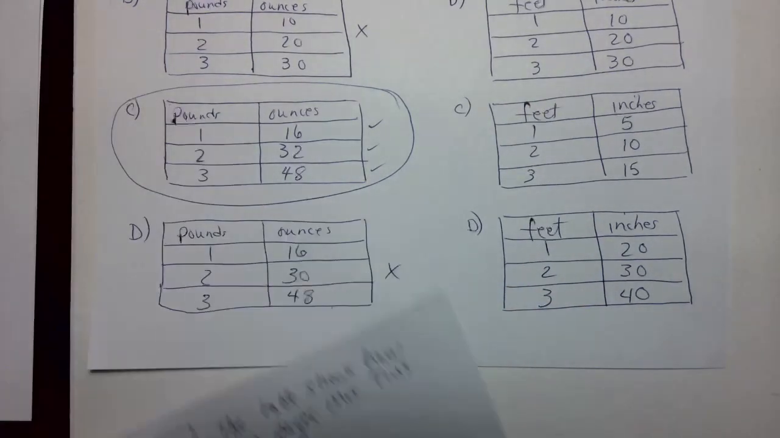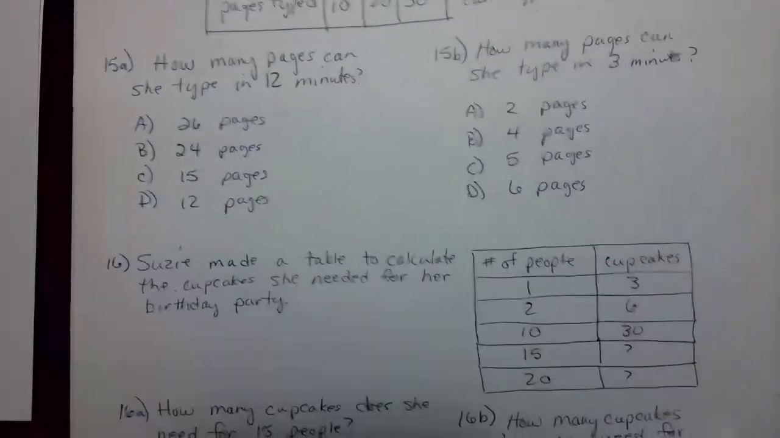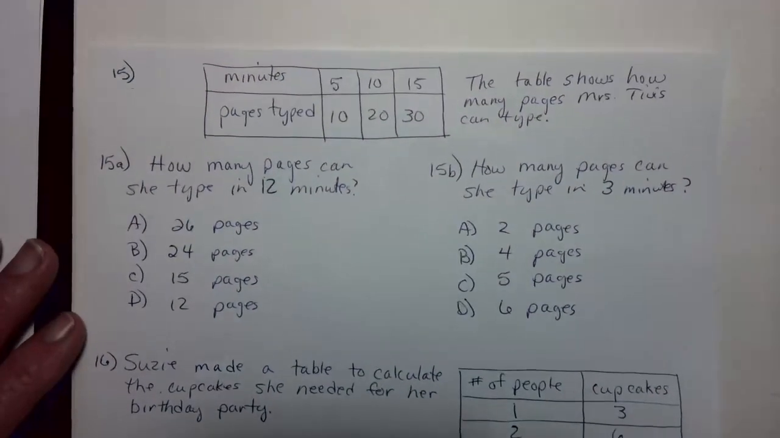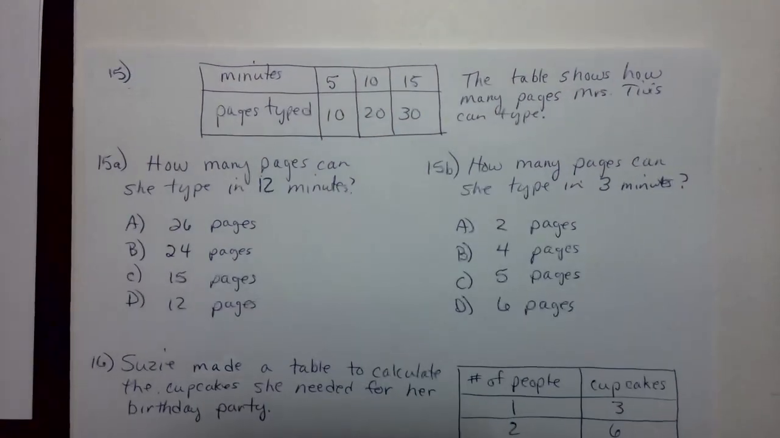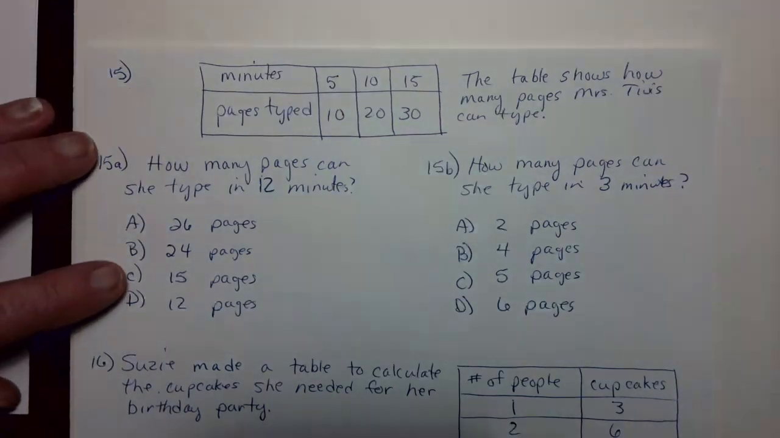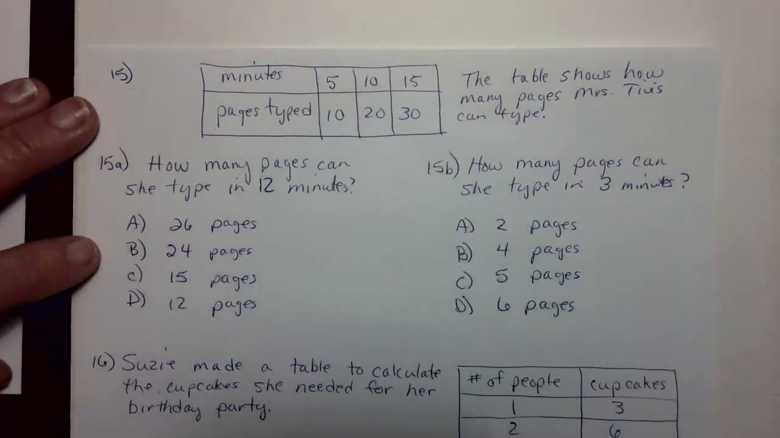All right, we're going to go to number 15. There's a table at the top that we need to look at. It's got minutes and pages typed. So 5 minutes, type 10 pages. 10 minutes, 20 pages. 15 minutes, 30 pages. So every 5 minutes, there was another 10 pages typed. Okay, so we need to know, what can this person type in 1 minute?